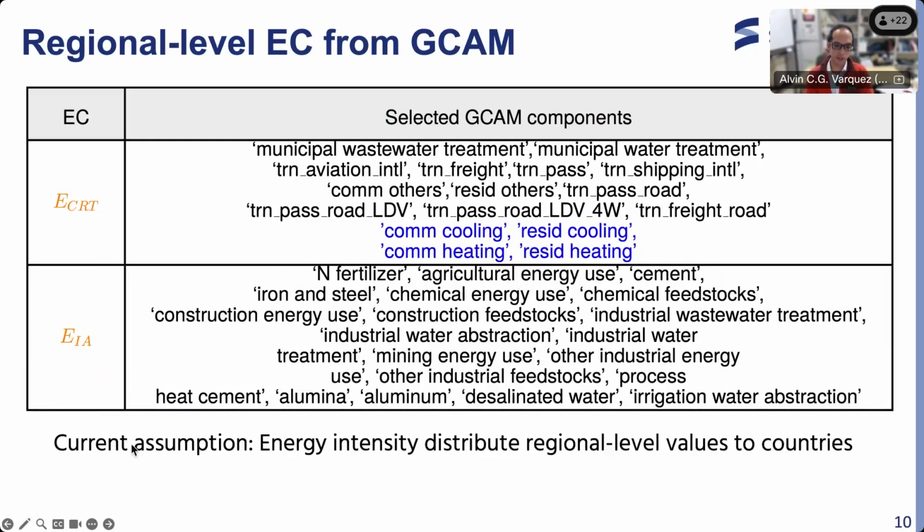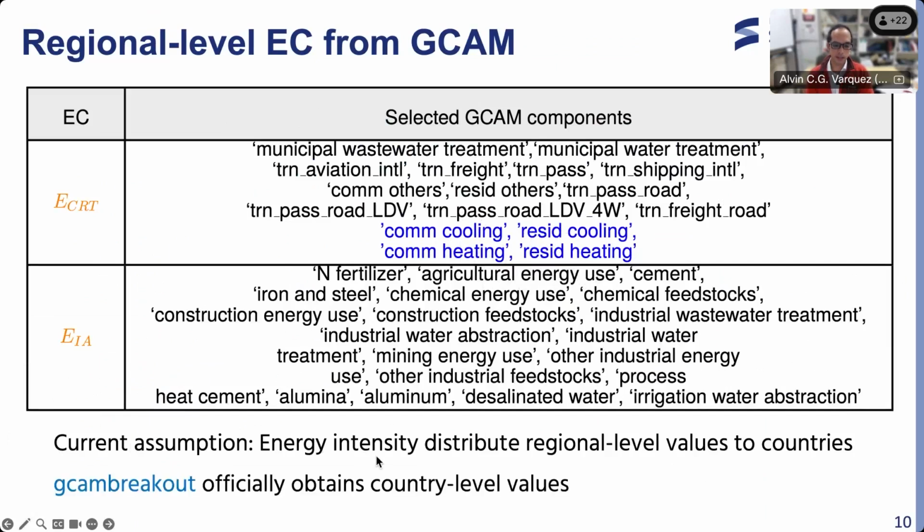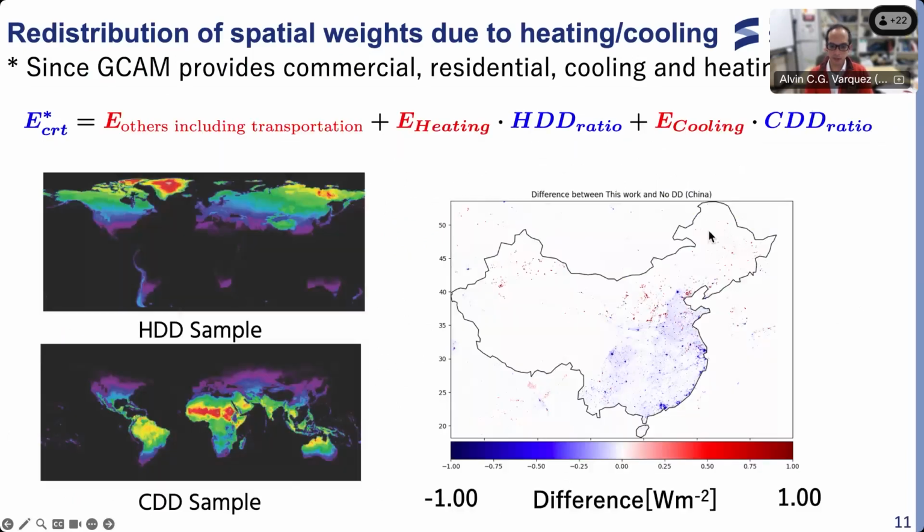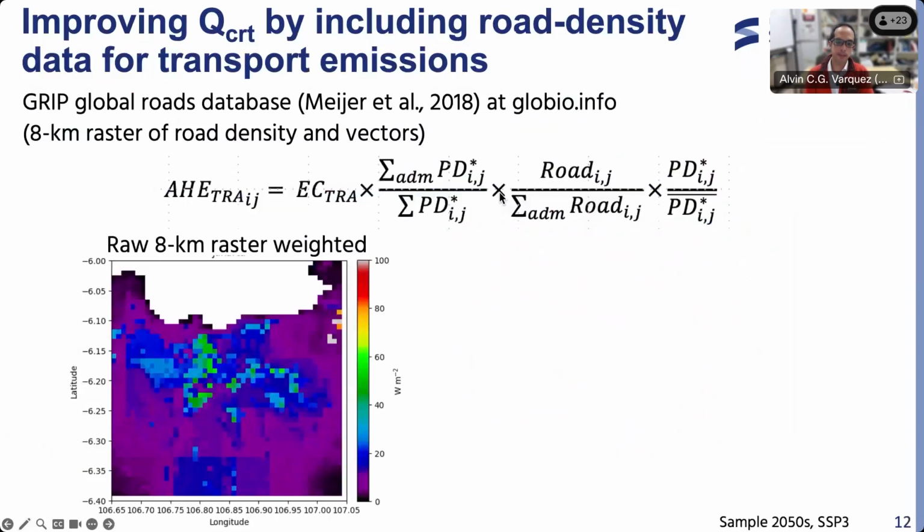But the current assumption is that we rely on energy intensity, but GCAM also has a function to obtain specific country level values, but this is something that we are still exploring. So once we introduce that, we get some shifts in the QF. For example, this is what happens when we consider more information of heating and cooling. And then we can also introduce other data sets such as road network or road density. So we can get more components specific for transportation, for example.